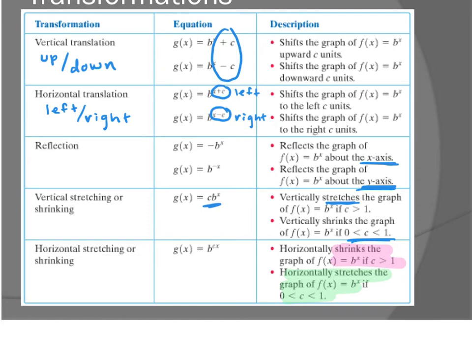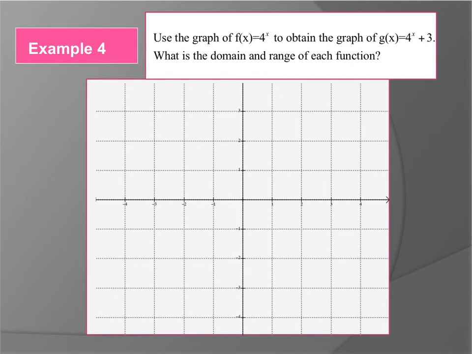Alright, so let's practice some examples of our transformations. So we're going to use the graph of f of x is equal to 4 raised to the power of x to obtain the graph g of x is equal to 4 raised to the power of x plus 3. If we are adding 3 on the outside, what do we think is going to happen to our graph? It's going to go up 3.